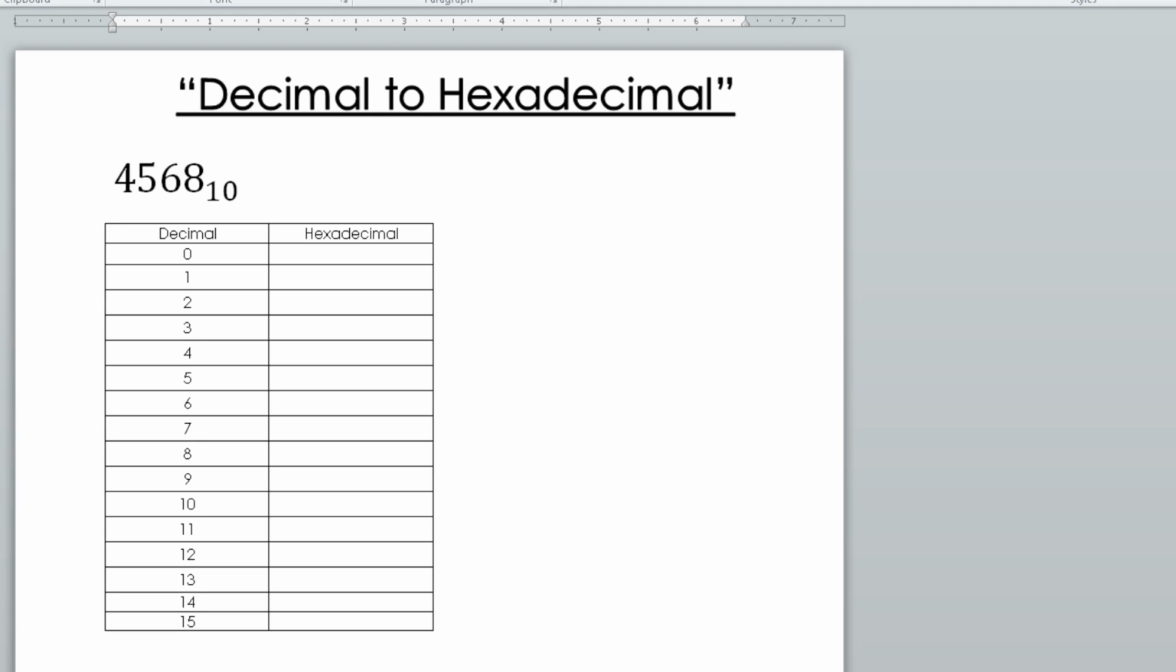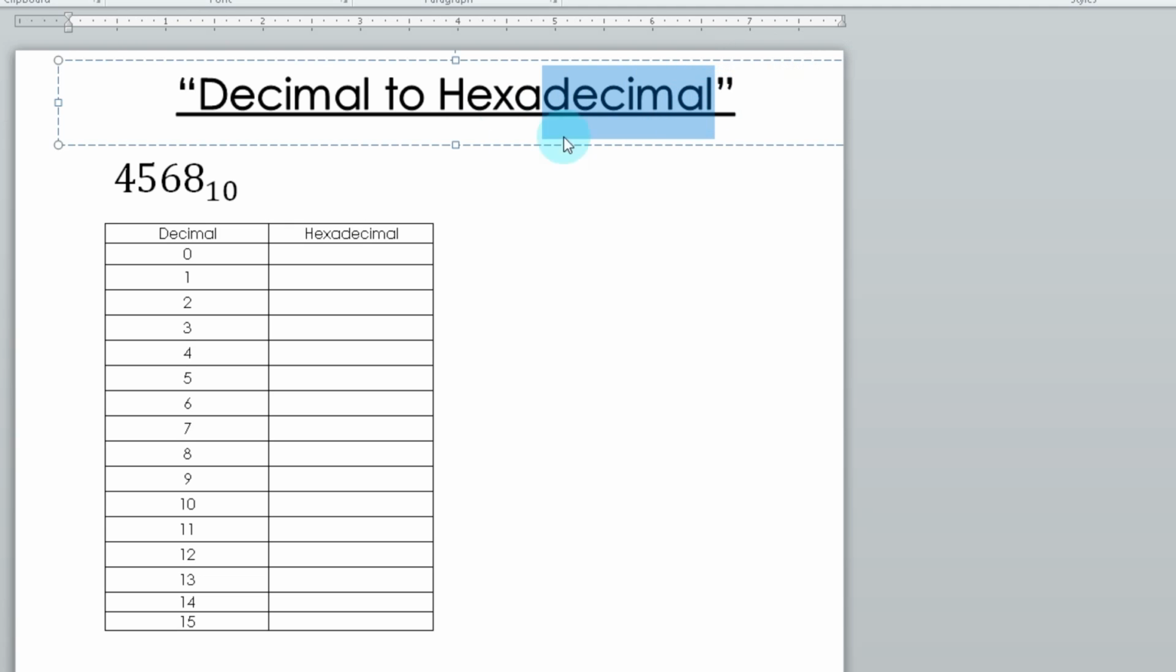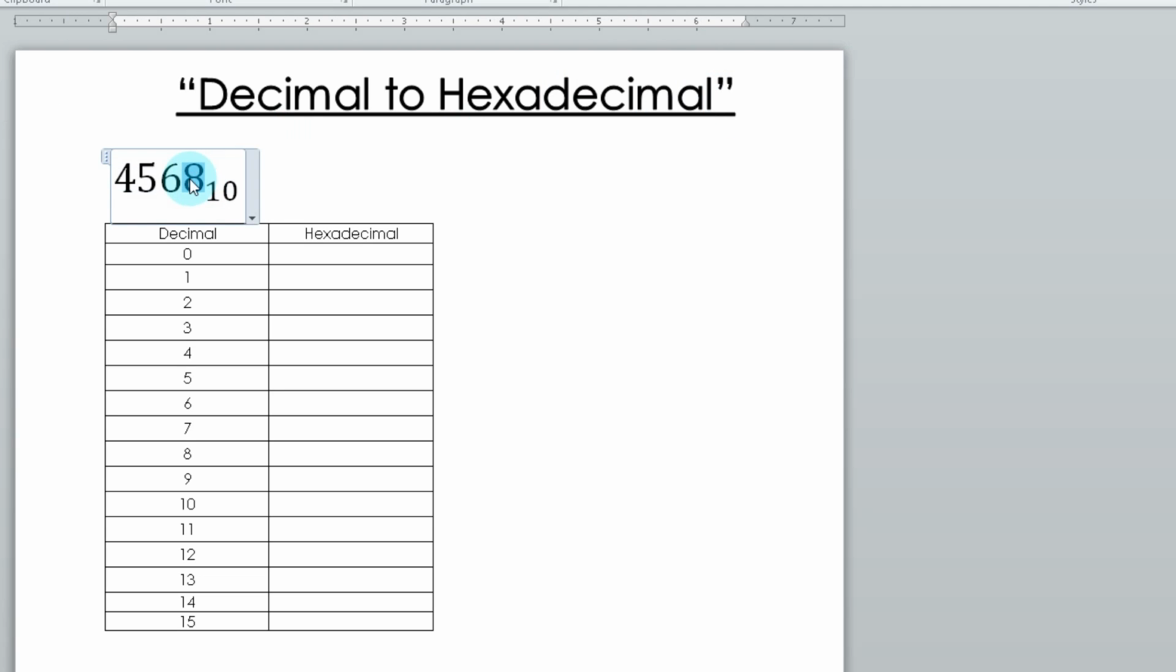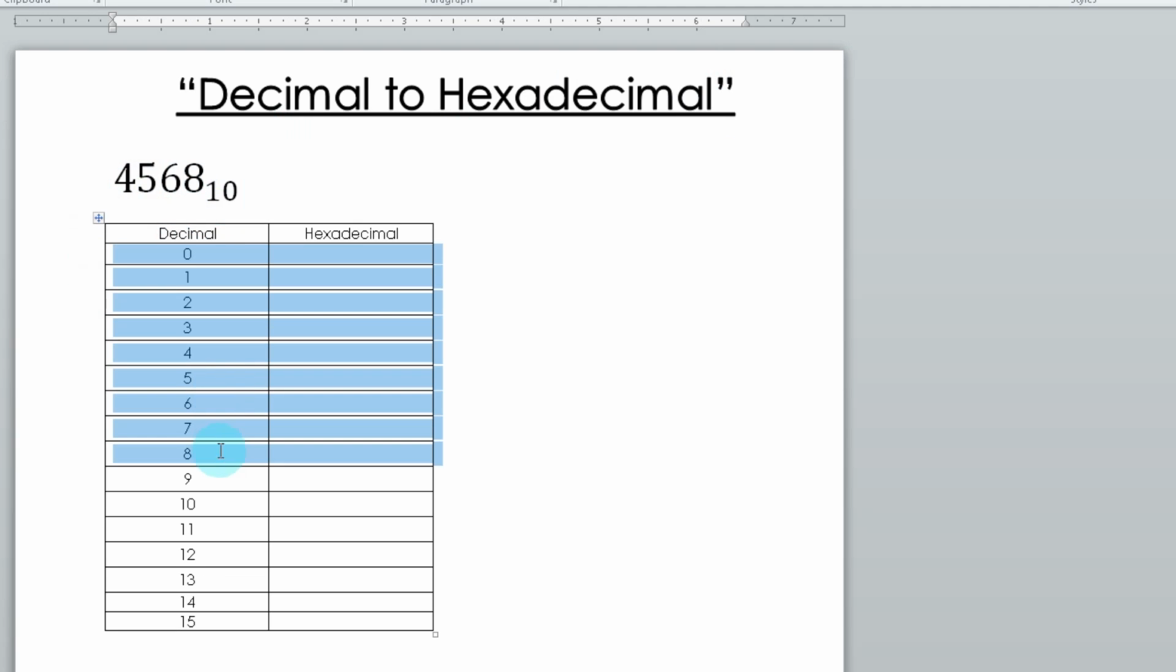Hello everyone. In this video, I'm going to explain to you how to convert decimal into a hexadecimal number. So first things first, I'm going to explain to you what hexadecimal means. Decimal means it is based on the base 10 system, which means that every digit has 10 options, ranging from 0 up to 9.